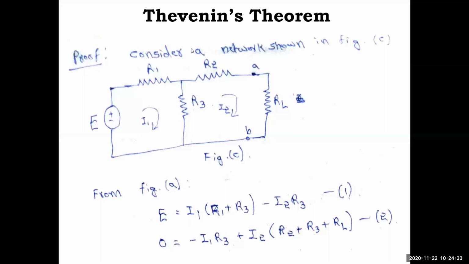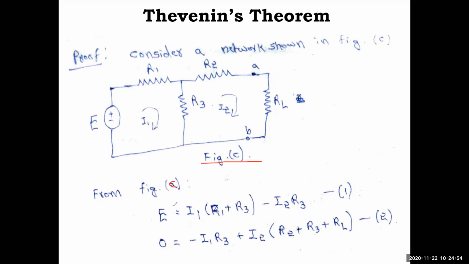So from figure A, okay, so what is the figure A? Sorry, I maybe made a mistake here. So figure C it is. Okay, so from figure C, we are applying KVL here. KVL, you remember, mesh analysis. So we'll use the general equation only because it is a planar network, right? So minus to plus is there. So anyhow you can take, okay.